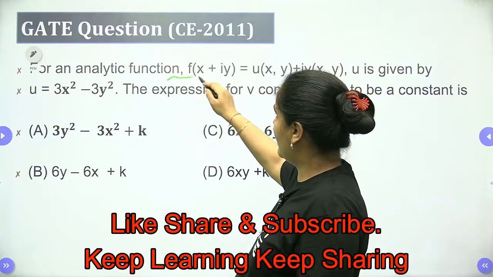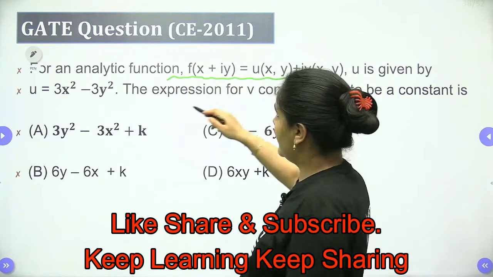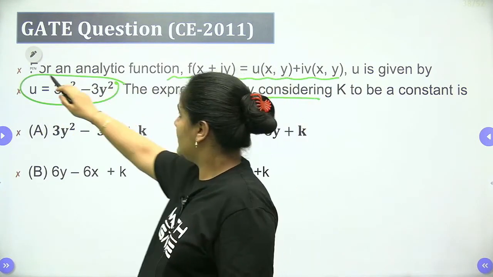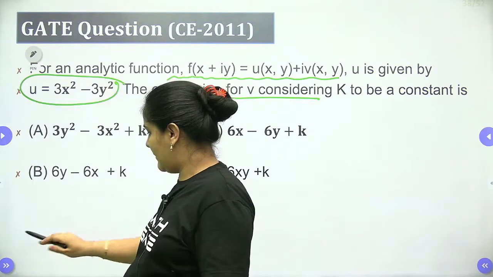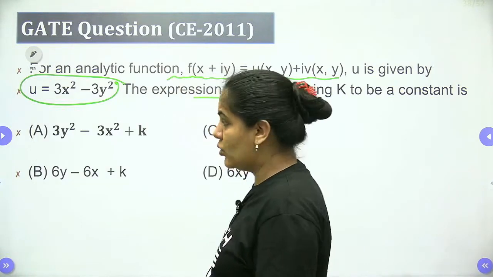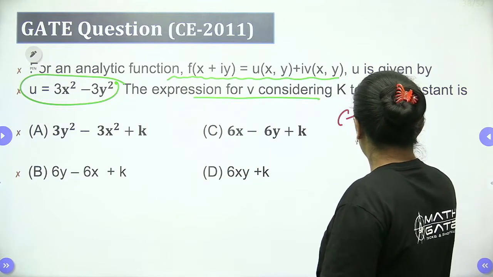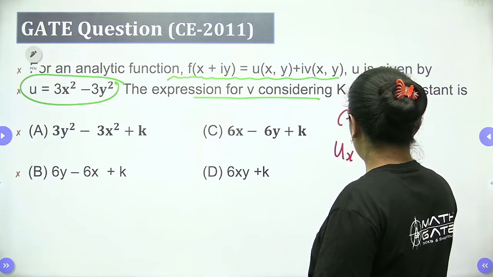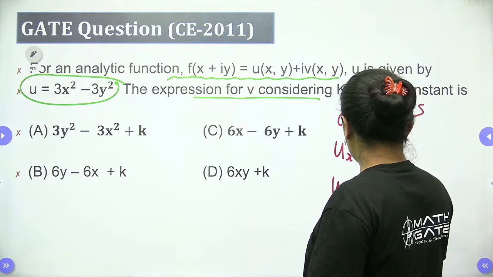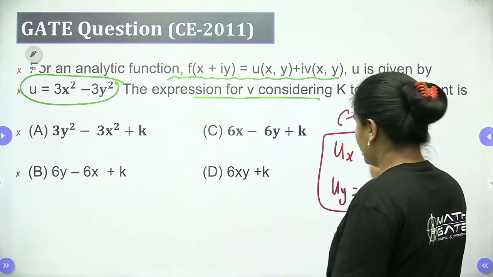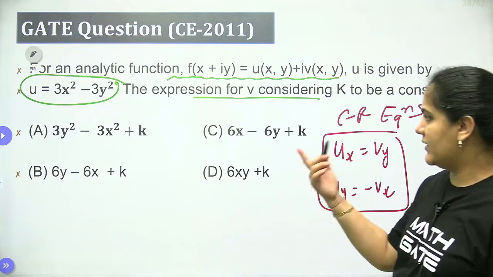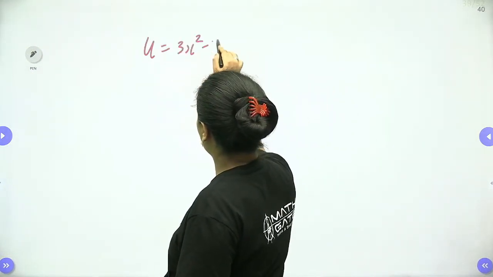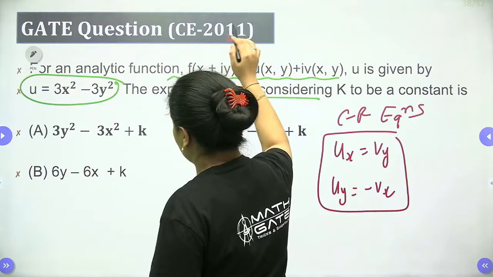For an analytic function, u is given, and we have to find the value of v. We can find it with the help of the Cauchy-Riemann equations, which we know very well, because a function is said to be analytic if ux equals vy and uy equals minus vx. We can approach it with this. Here u is equal to 3x square minus 3y square.